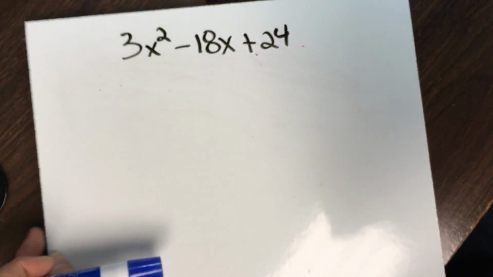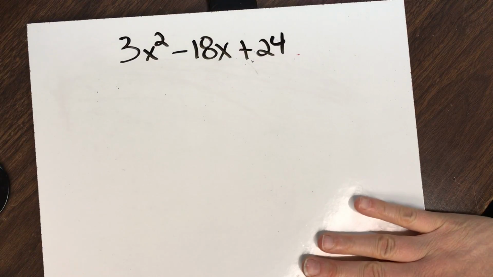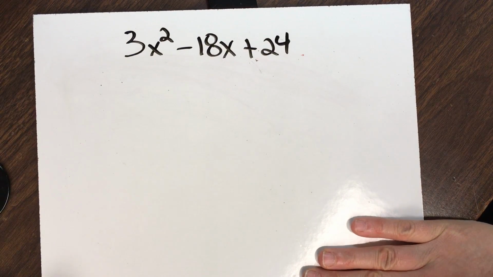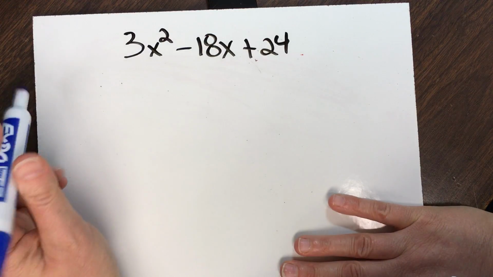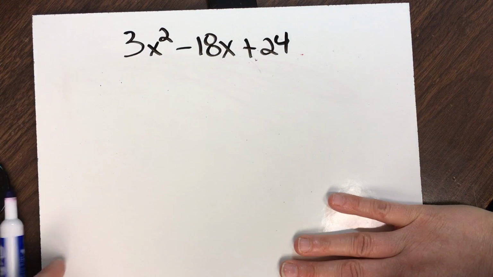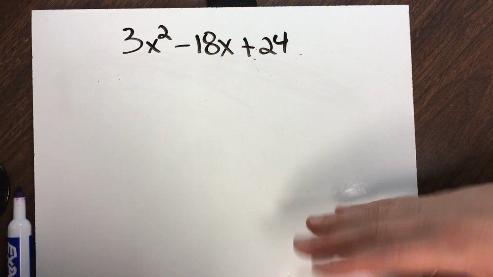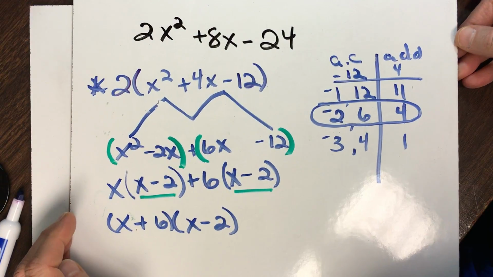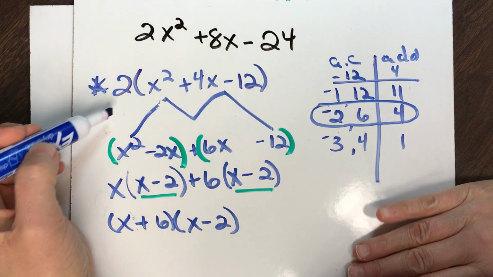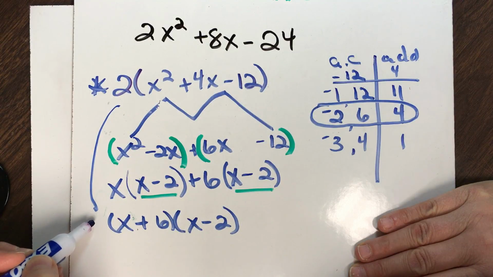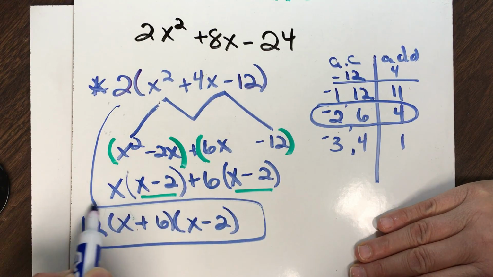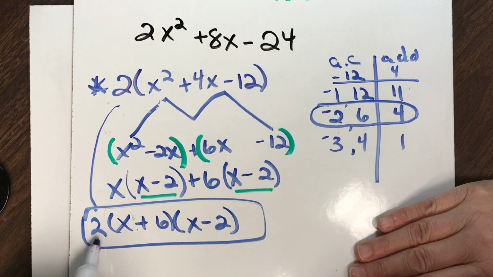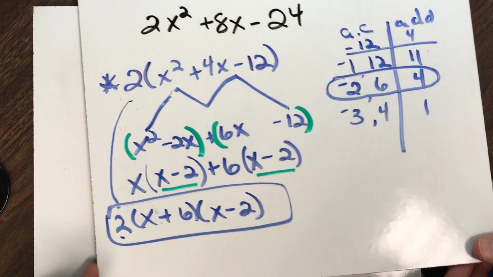Let's give it a try on another one. So I have 3x squared minus 18x plus 24. All right, so my first step, whoops, let me back up. I forgot to bring down my 2. Oh, I remembered it way at the end. Thank goodness. This is my final answer. Don't forget your 2, like I just did.